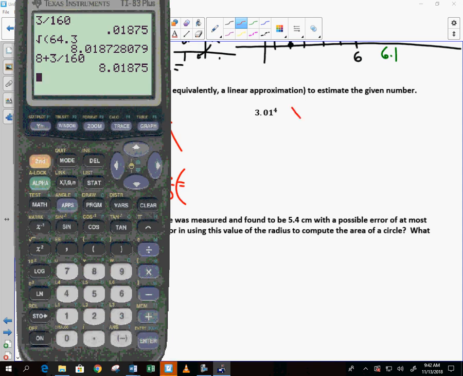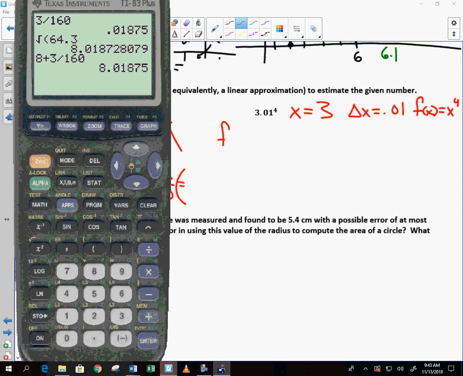Anybody want to guess what the x value is? 3. Anybody want to guess what the delta x value is? 0.01. Anybody want to guess what the function is? X to the fourth. So we're going to use differentials to approximate 3.01 to the fourth power. Now, I totally understand that you could take 3.01 and multiply it out 4 times. But I could also put a 10 on this and see how you feel about that, right? So let's give this a shot.